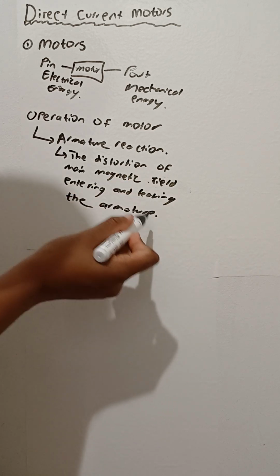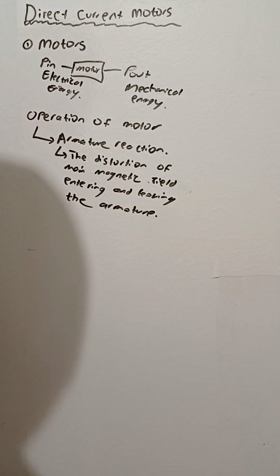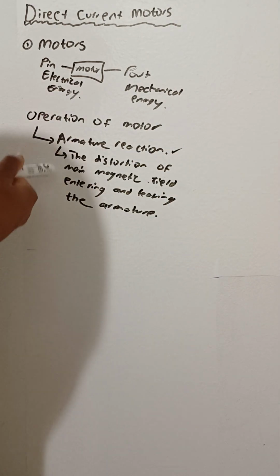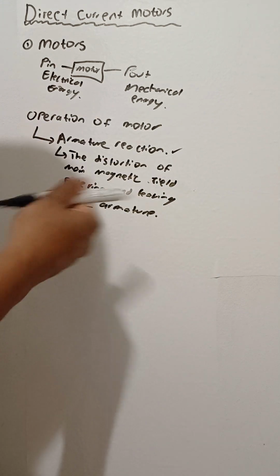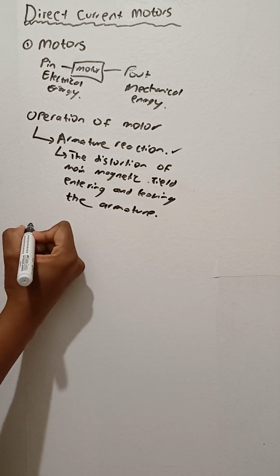Okay guys, so the magnetic field which enters and leaves the armature is distorted in order to get armature reaction, but there has to be a rotation in order for magnetic flux to be cut. So the whole operation of motor is based on armature reaction, which is the distortion of main magnetic field entering and leaving the armature. And then we come to the rotation.